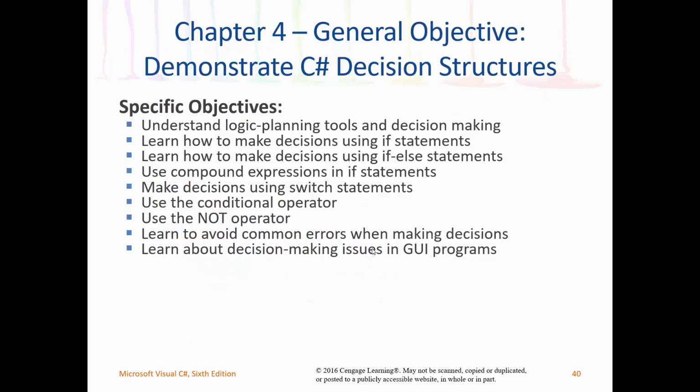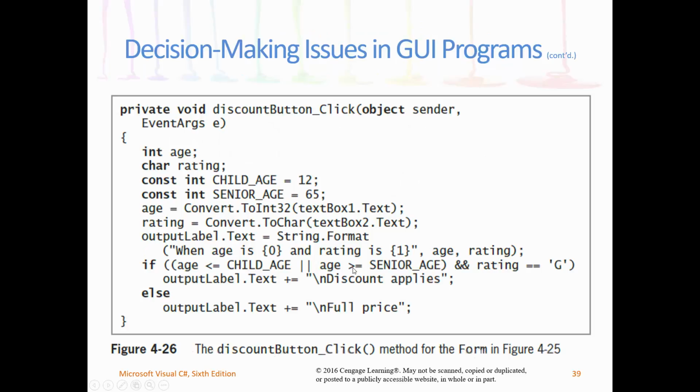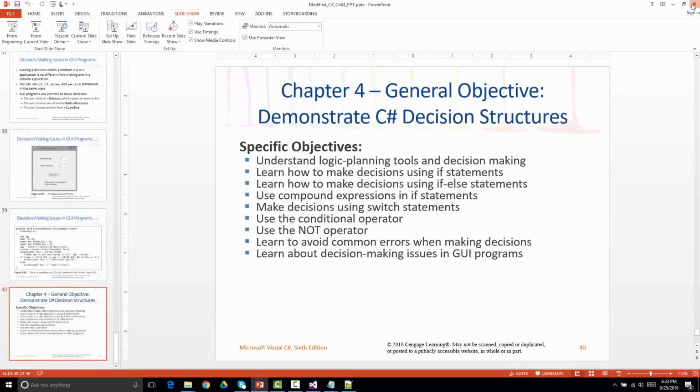So we've gone fairly quickly over the decision structure. We looked at pseudocode and flowcharting as logic planning tools for decision making. We learned how to use just an if, an if with an else, and an if with one or more else ifs with an else, and compound expressions with an if using and, or, and not. We went over the switch. We looked at the conditional, which is also called the question mark colon operator. We looked at the not. We looked at some common errors that you'd make when making decisions. And then finally, we brought it all together with talking about some of the stuff in GUI programs. So that is it for Chapter 4.